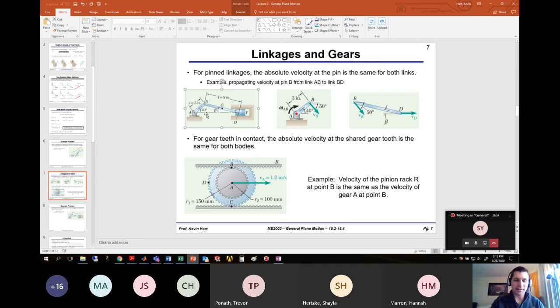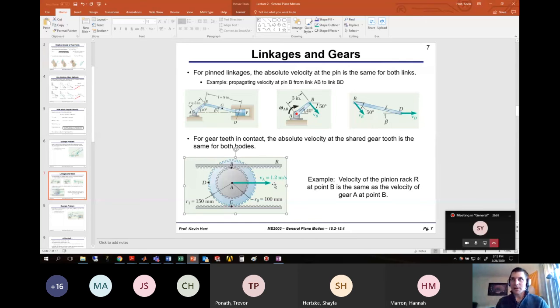So the idea here is, and I'm going to highlight this image here on the left-hand side, which is sort of like this piston assembly, that if you analyze, let's say, crank AB, and you determine what the velocity is at point B, you can propagate that velocity, knowing that it is the same at point B on this structure as it is on the next link over, which here is link BD. So the velocity here at point B on BD is the same as the velocity here at B on link AB. Okay, so that sort of makes sense. I mean, you can't have two different velocities if this thing is all kind of connected.